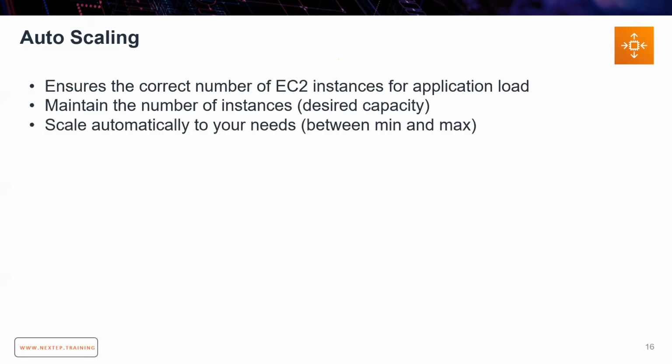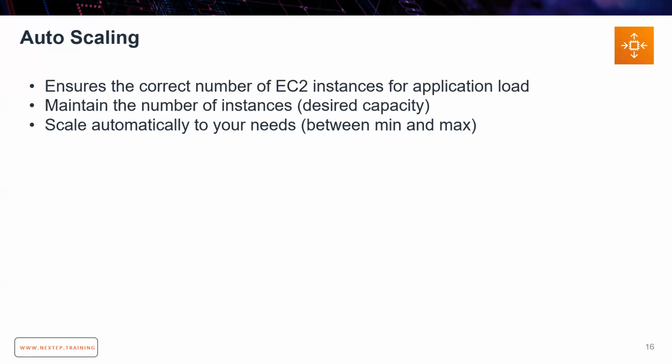So it scales automatically to your needs. There is something called minimum capacity and maximum capacity. There are three words that you need to know here. One is desired capacity. That's your optimal number.